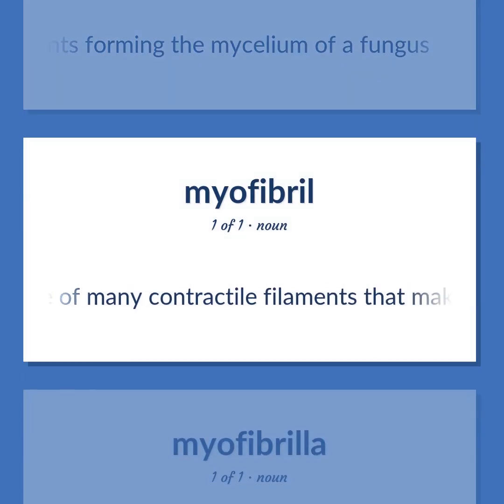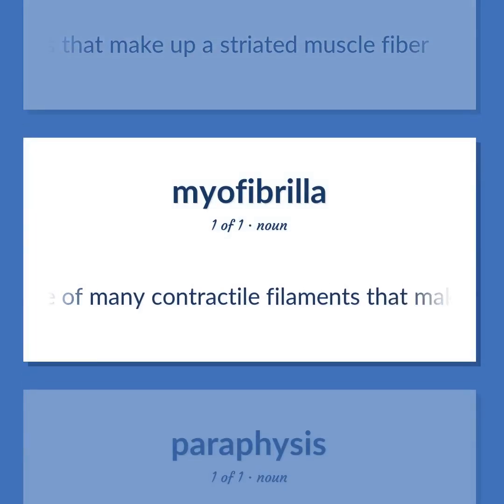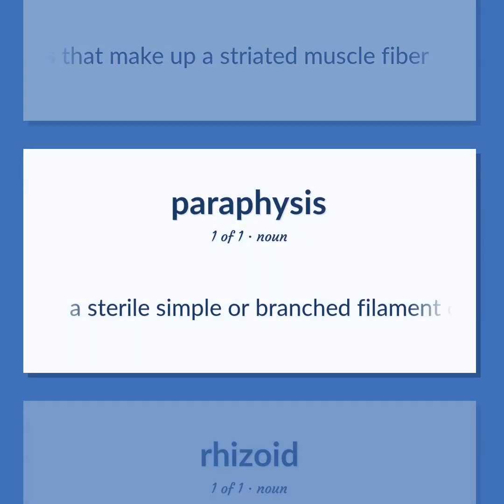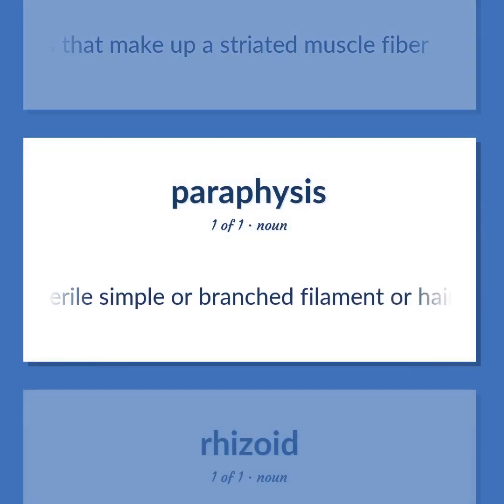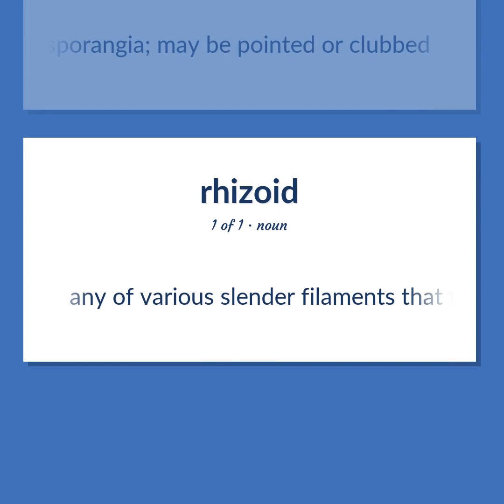One of many contractile filaments that make up a striated muscle fiber. A sterile, simple or branched filament or hair borne among sporangia. May be pointed or clubbed. Any of various slender filaments that function as roots in mosses and ferns and fungi, etc.